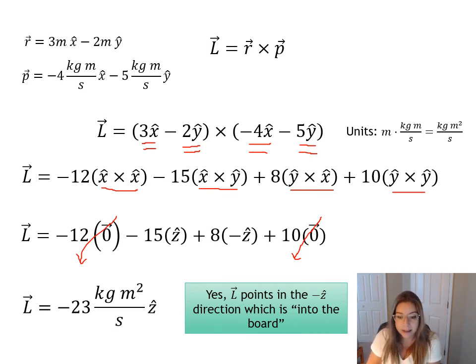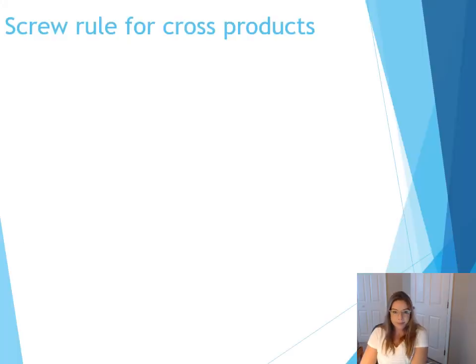We predicted that L should be pointing into the board. And according to our coordinate system, negative z hat, that points in the opposite direction as z hat, that would be pointing into the board. So we did everything correctly. Our two methods agree with each other. And this is our final answer for vector L.